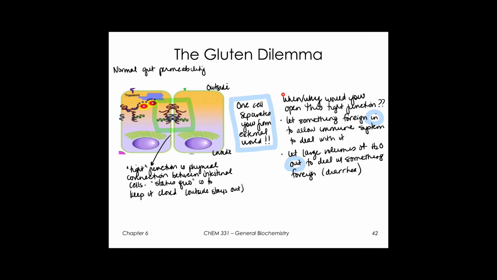But then we'll ask the question, clearly these intestinal tight junctions serve some sort of purpose, especially if they could be opened. And so why or when would you open this tight junction? So the first is that maybe you need to let something foreign in and allow the immune system to deal with it. And we'll talk about that on our next slide. But also, you might need to let large volumes of water out to deal with something foreign.